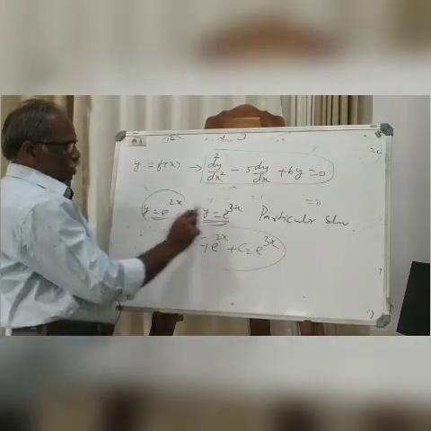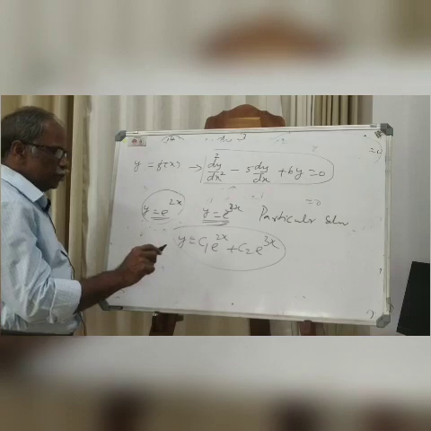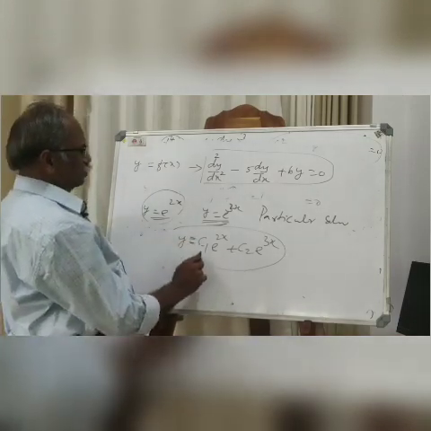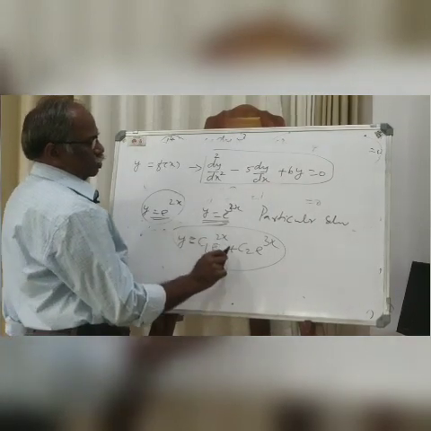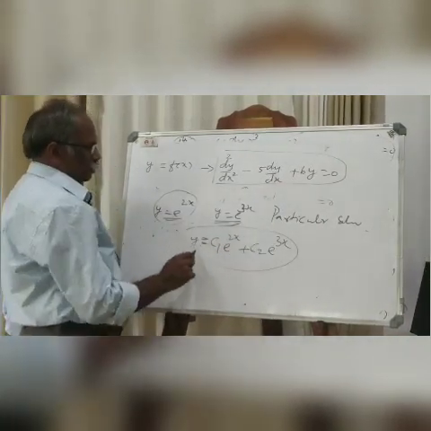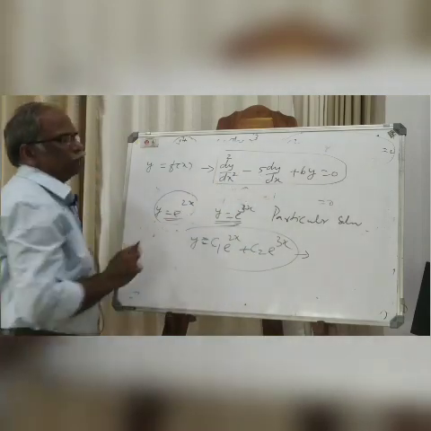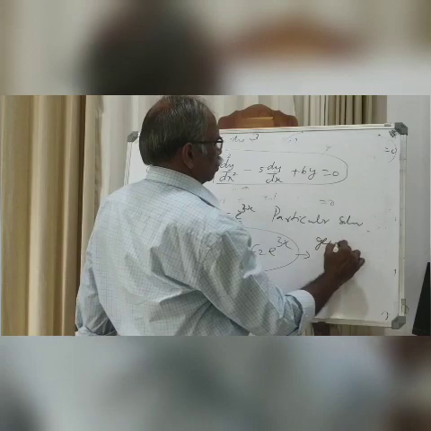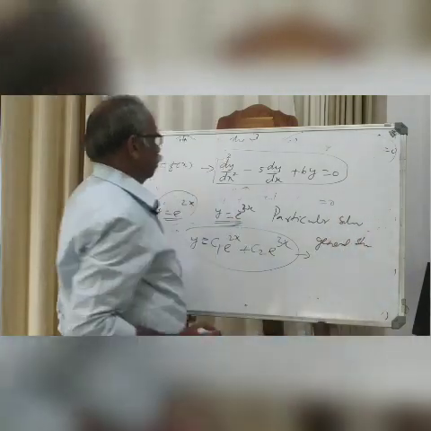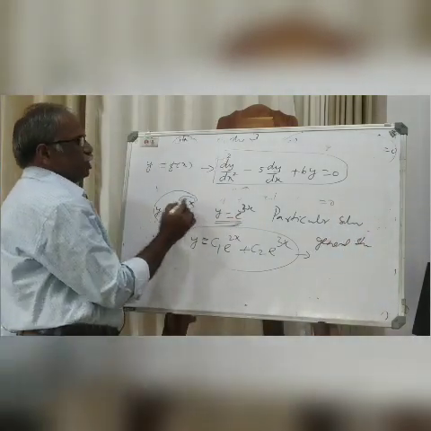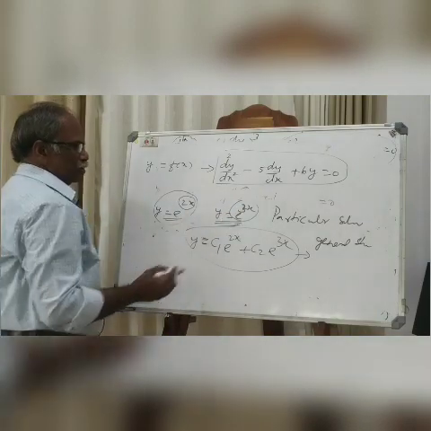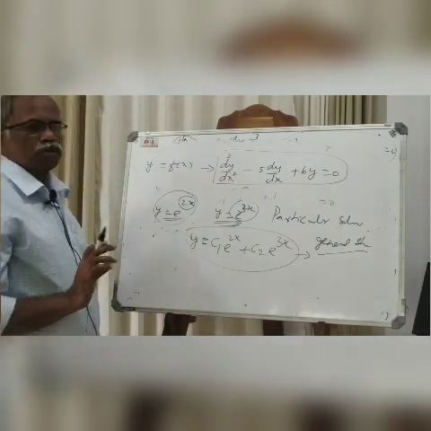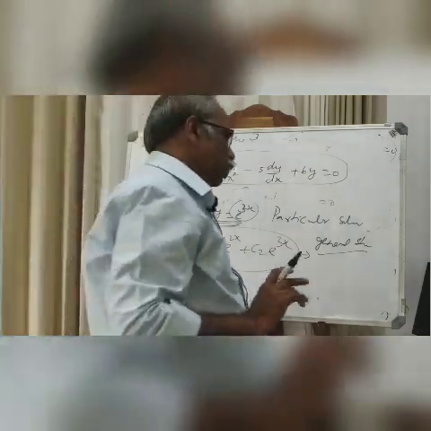So, these two particular solutions combined together, or written as the linear combination of e raised to 2x and e raised to 3x, is again a solution of the differential equation. This type of solution is known as the general solution of the differential equation. When we are giving particular values, say 2x and 3x, it is a particular solution, and the combination of these two particular solutions becomes the general solution of a differential equation.